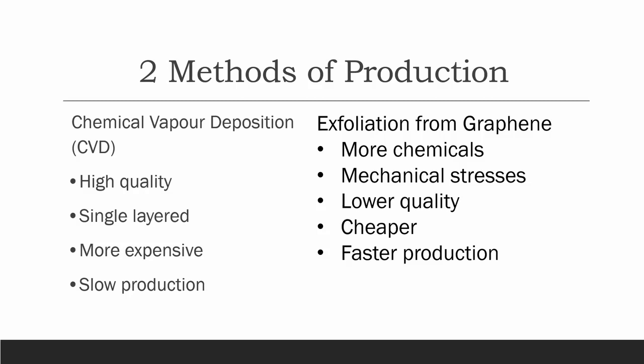In contrast, exfoliation from graphene involves more chemicals and mechanical stresses, which overall lead to a lower quality graphene, but with the trade-off that it is cheaper and much quicker to produce. So, to conclude, there are still issues with production of graphene, but there are temporary workarounds for specific needs and purposes. And while there is still work to be done, graphene is improving as a conductor.